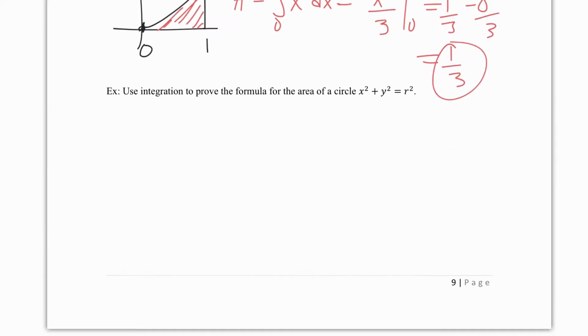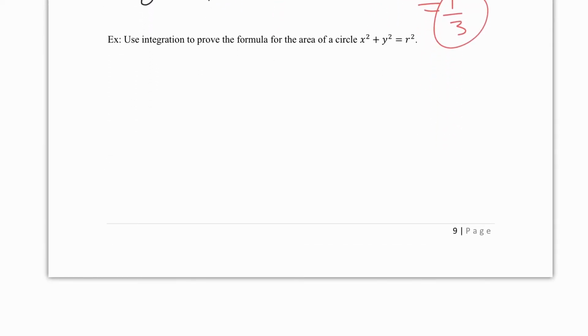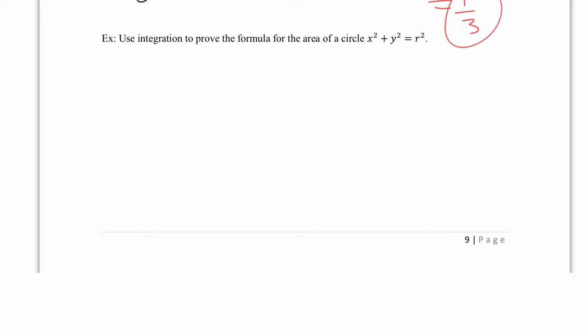Now let's use integration to prove the formula for the area of a circle. Alright, well, we need to draw a little diagram to see where our graph is and where our function is. So a circle would look something like this. And we're going to have a radius of r. So it's going to go r to the right and negative r to the left.